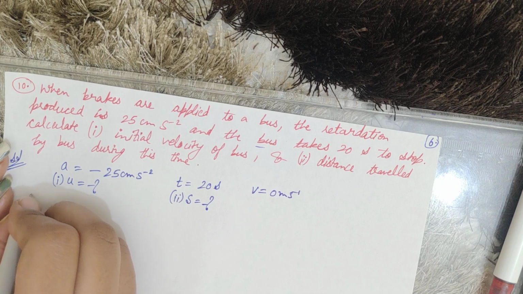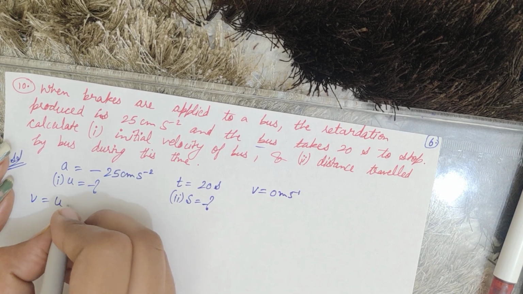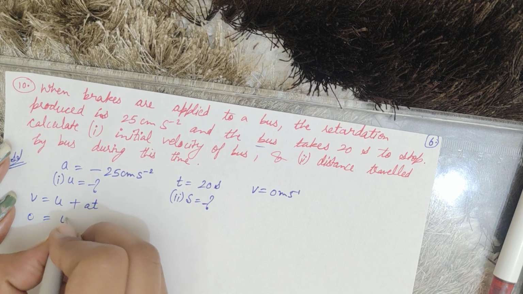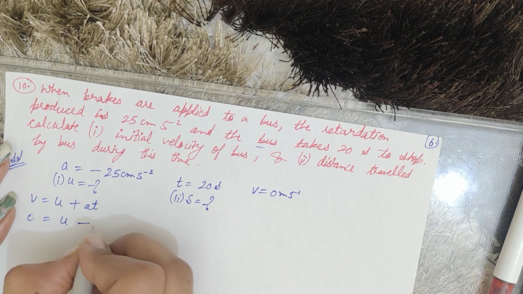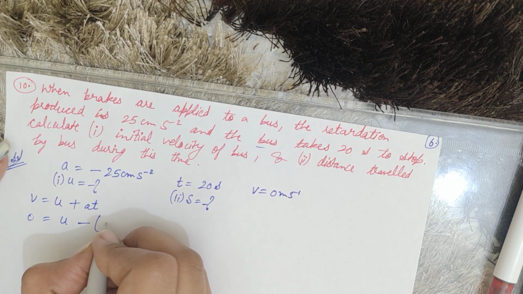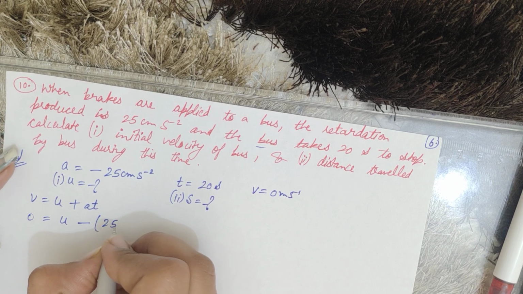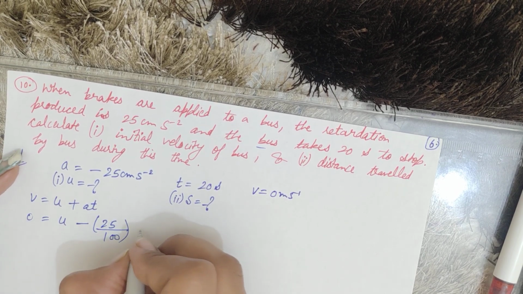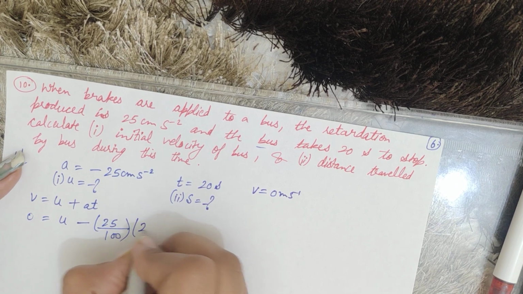Okay, if we are using the first simple equation, v is equal to u plus at. Here v is 0. U we need to find out. The value of a is negative and it is in centimeters. So to convert centimeter into meter, we need to divide by 100, into time is 20.